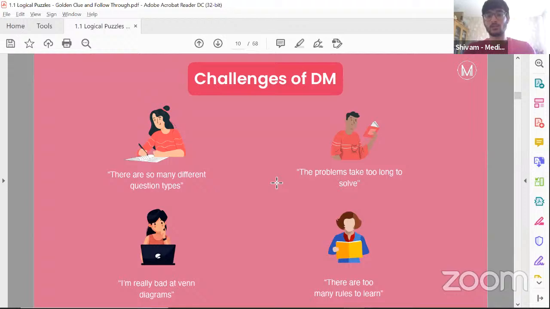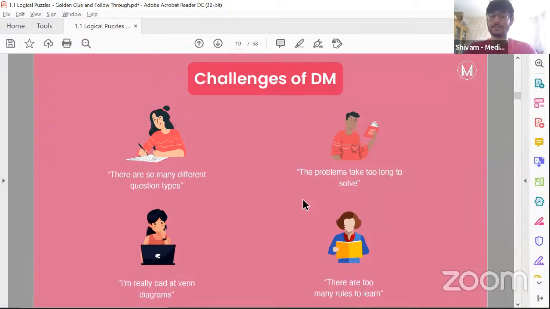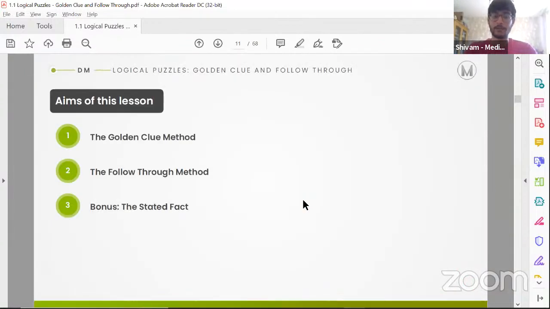Again, let's now talk a bit more about decision-making. There are loads of different types of questions that I've just very briefly talked about, those six key points. People really struggle with the Venn diagram aspect of decision making. The problems do take a long period of time. So that's why today I'm going to be talking about guesstimating, a really useful way of answering questions in very little time. So let's crack on with it.